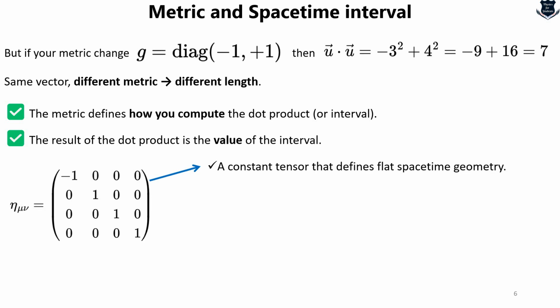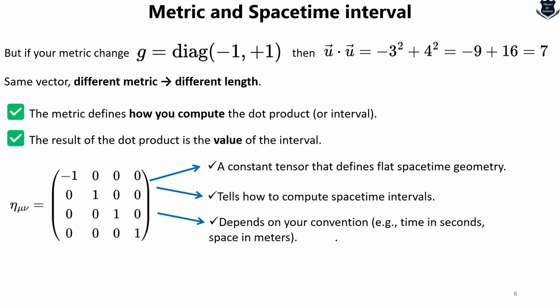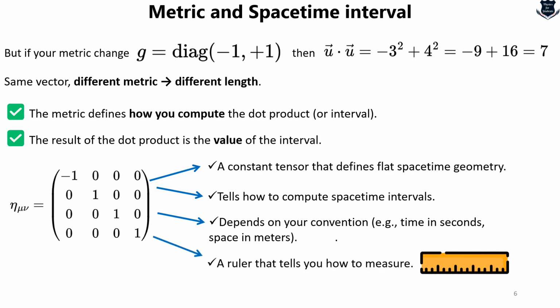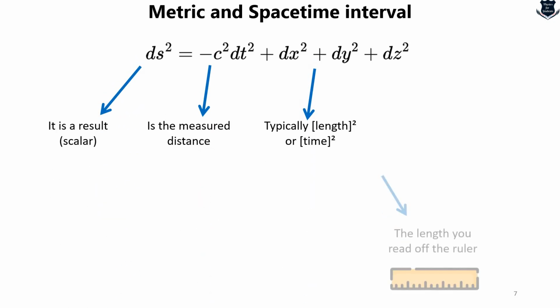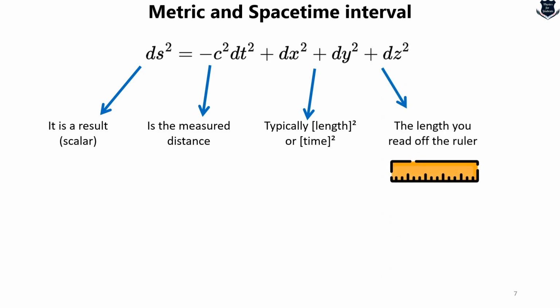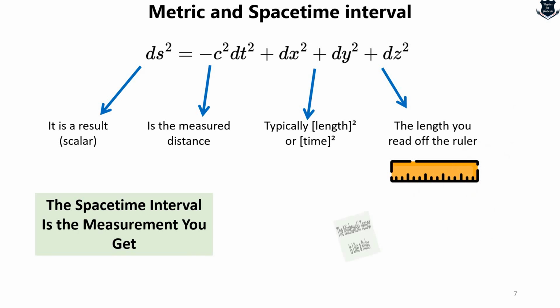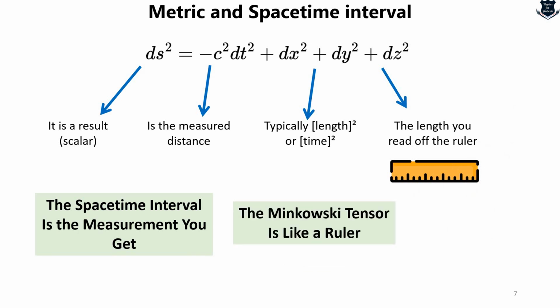From there we got several good conclusions: the Minkowski metric is a constant tensor. It tells how to compute the distances, depending on the convention, that is time in seconds or space in meters, and you can assume that to be a rule that tells how to measure. And from there we can say that this space-time interval is a result, a scalar quantity, measured in distances, typically length squared and time squared, and the length you read off the ruler. So the space-time interval is a measurement that you get, and the Minkowski tensor, or any form of a tensor, is like a ruler.